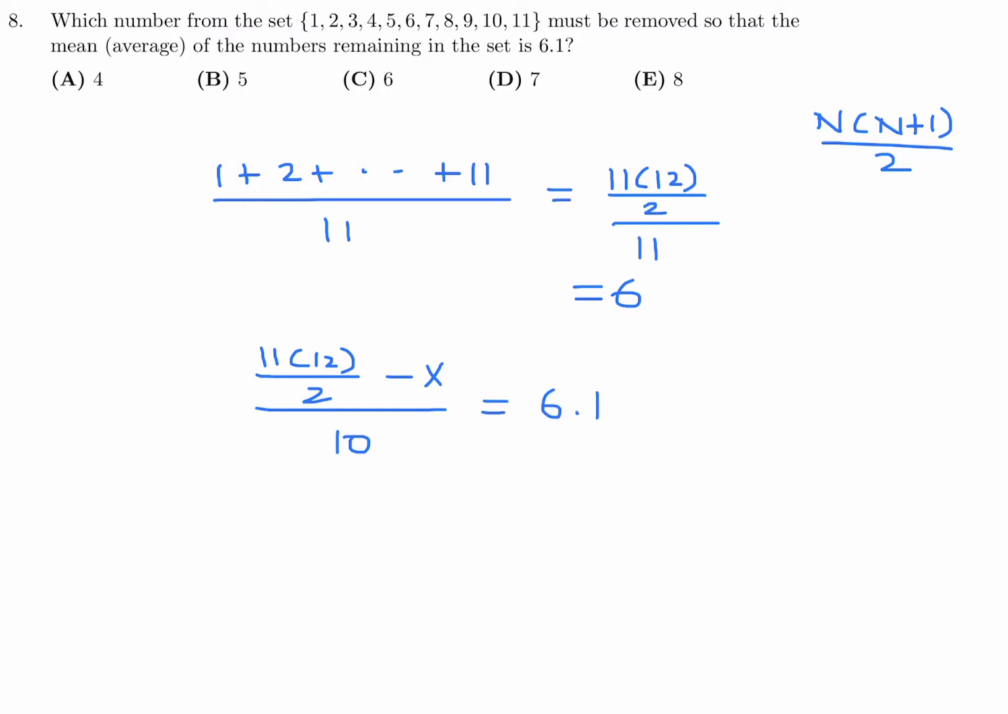So this is our equation. This becomes 66 minus x is equal to 61, and therefore x is equal to 5. So 5 is the number that you have to take out to meet the conditions of the question. So number 8, the answer is 5.